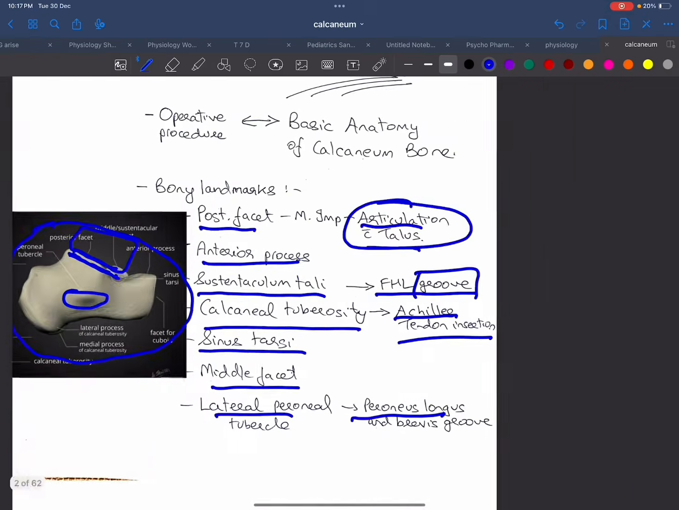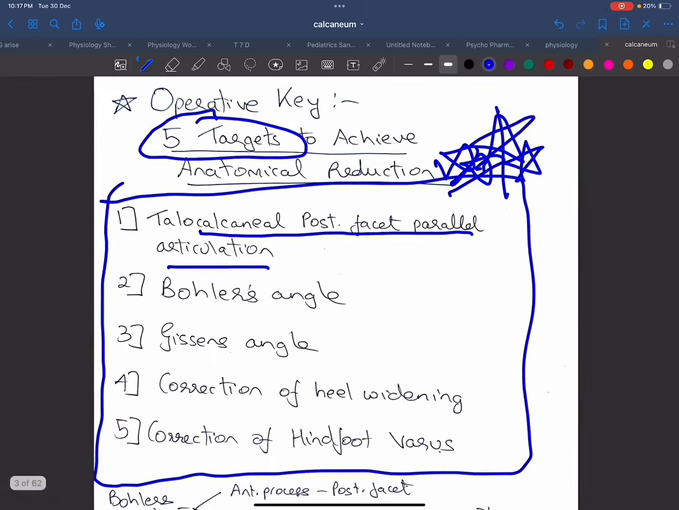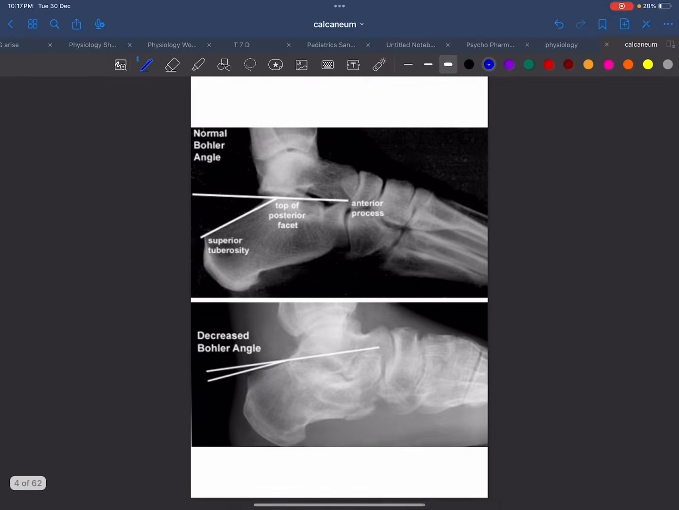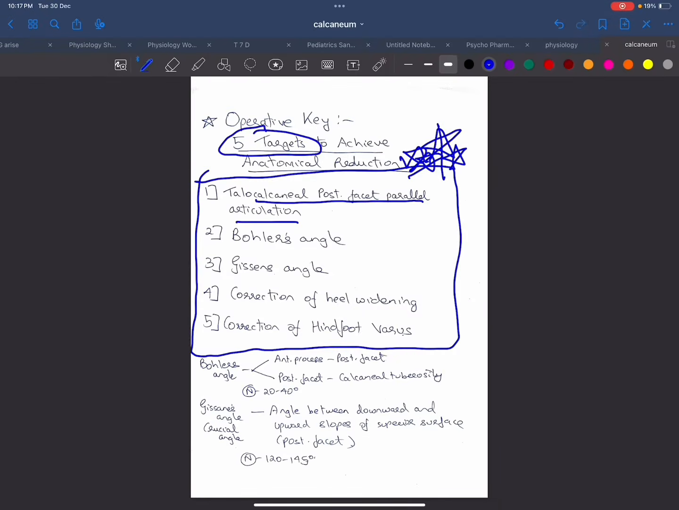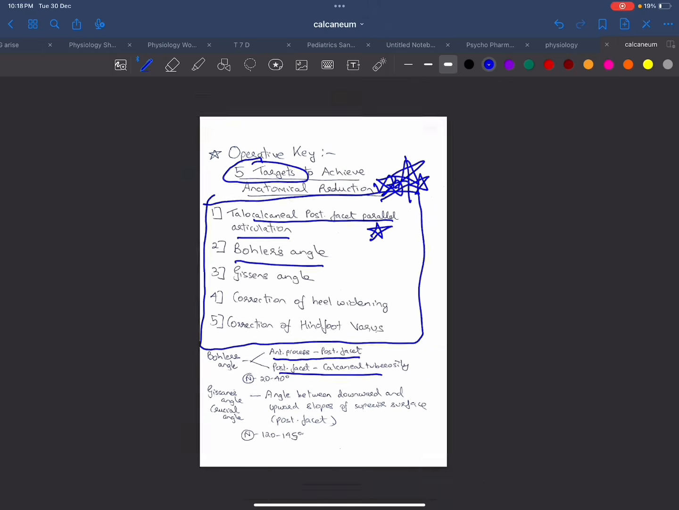Articular congruity is important, which is disturbed in calcaneal fracture, and is the most important to be achieved. Number 1. Second, the Bohler's angle. So the Bohler's angle is the angle between 2 lines. The first line joins the anterior process and posterior facet, and the second line joins the posterior facet and calcaneal tuberosity.